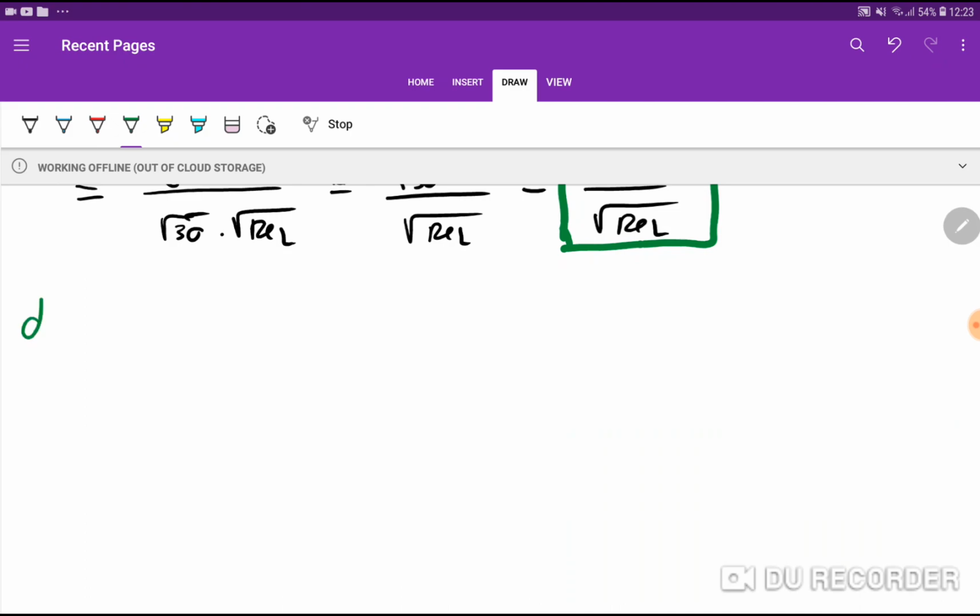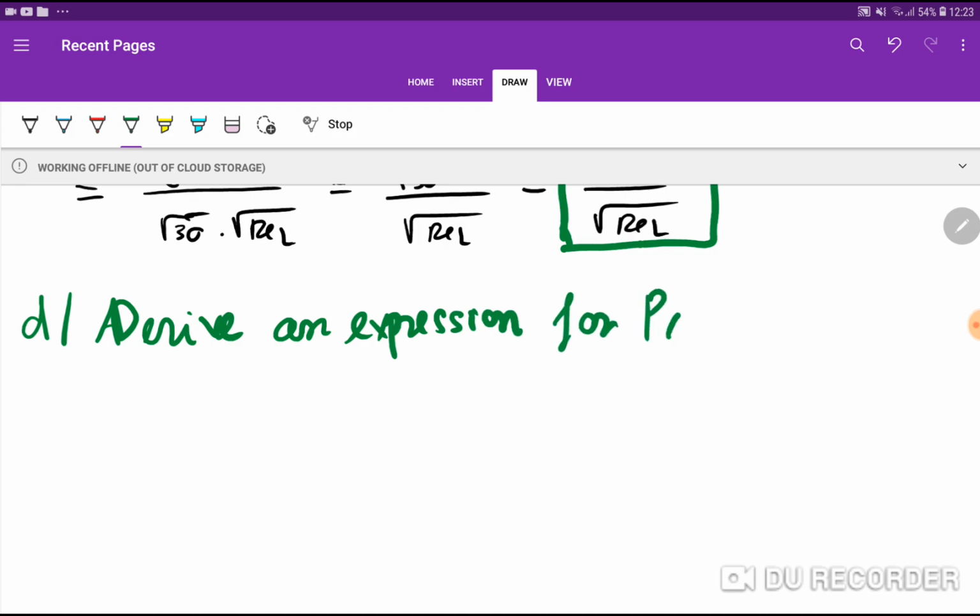So for part D, they ask you to derive an expression for PA minus PB. And this term right here is also called the pressure drop. For fluid mechanics and transport people, pressure drop is a very interesting term, and everyone is very focused and interested in obtaining the value of pressure drop. You can tell a lot about how good and how efficient the transport is.